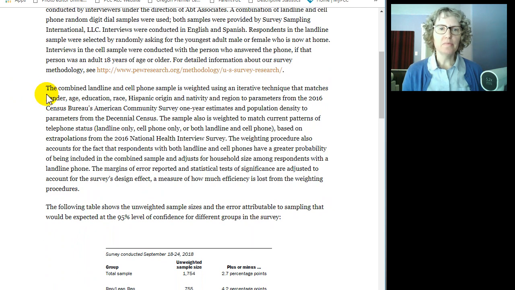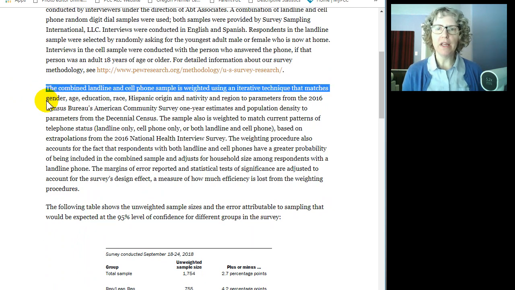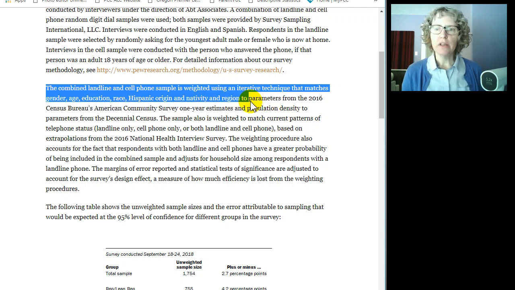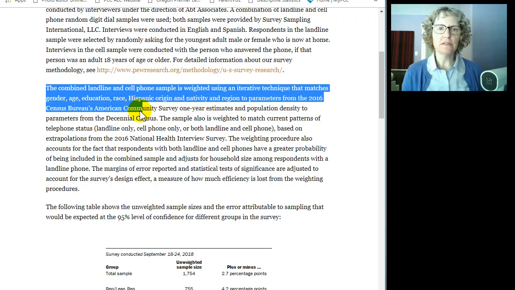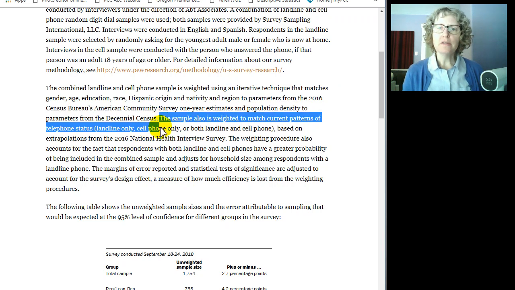It says the combined landline and cell phone sample is weighted using an iterative technique that matches gender, age, education, race, Hispanic origin, nativity, and region to parameters from the 2016 Census Bureau's American Community Survey. So they are really taking care to make sure that this is a representative sample in gender, age, education, race, Hispanic origin, nativity, and region. So that's great.